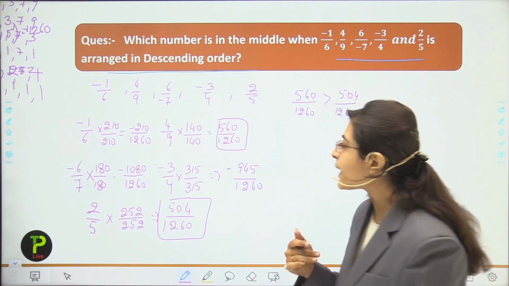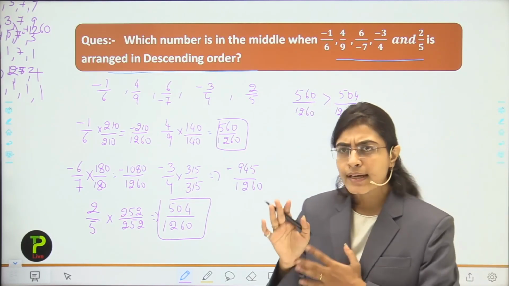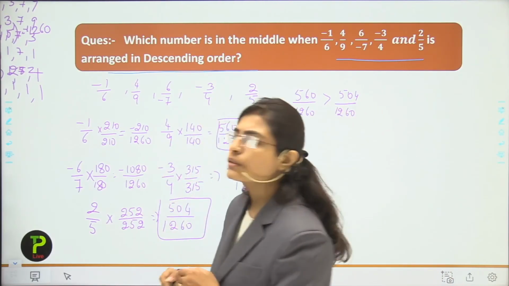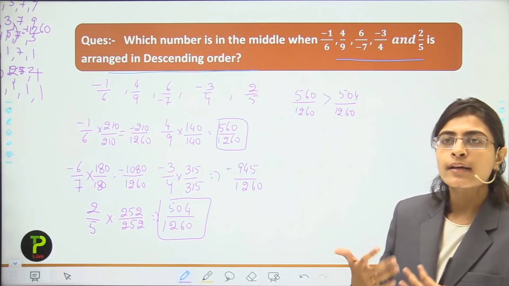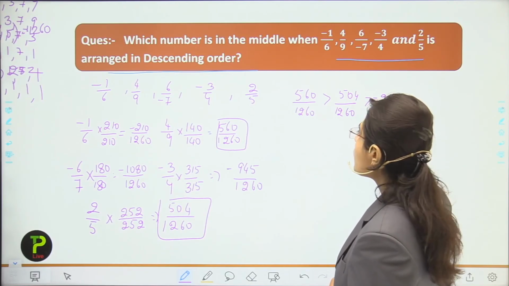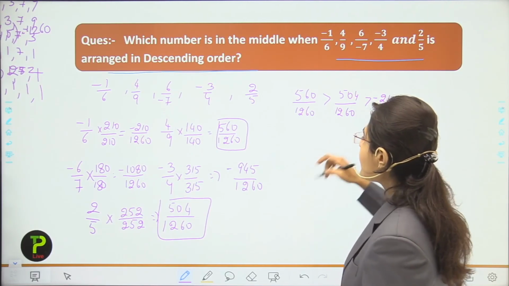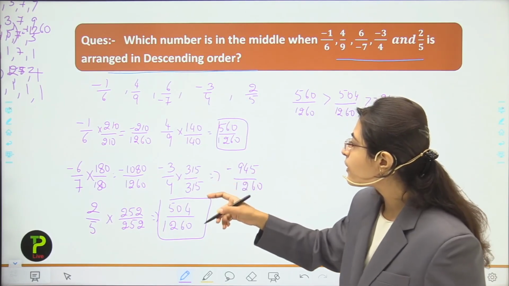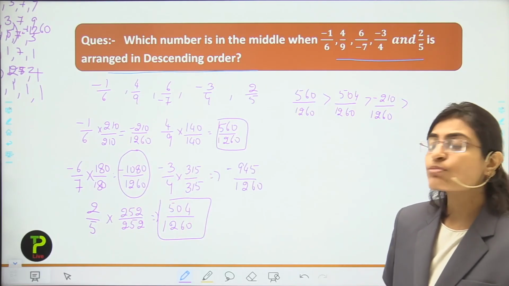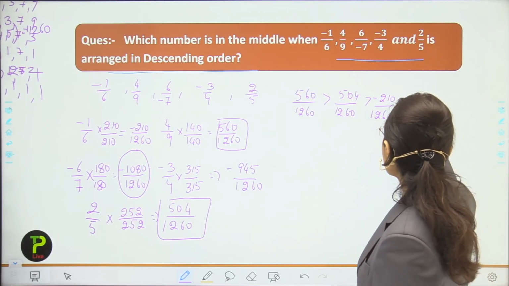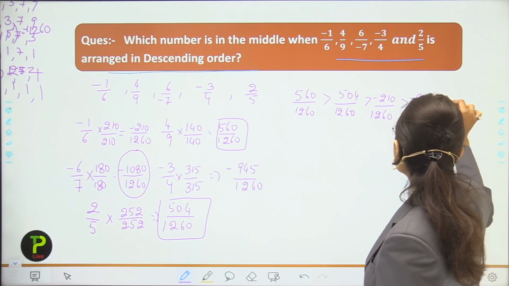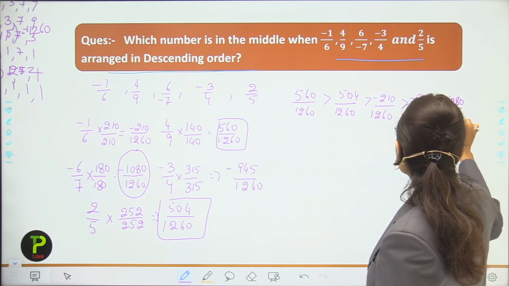Now let us compare the negative numbers. So in negative numbers, the greater the number, the lesser will be its value. Right. So I can see that the smallest number is minus 210. So it will be what? Greater in value. So here the next number is minus 210 upon 1260. Then next will be minus 945 and here minus 1080. Which will be greater? The number which is smaller, that is minus 945. So minus 945 by 1260 and the last one is minus 1080 upon 1260.